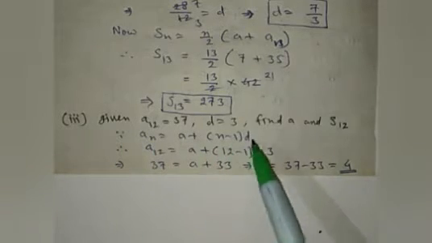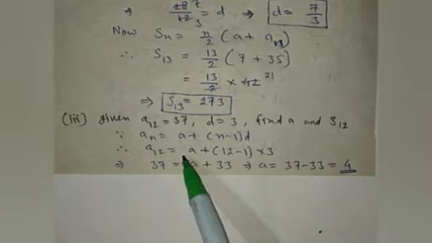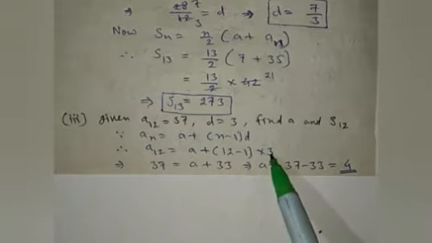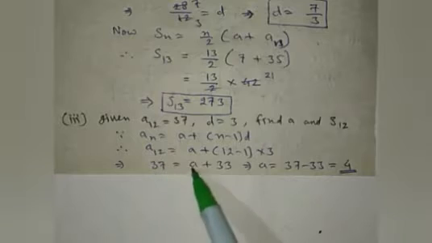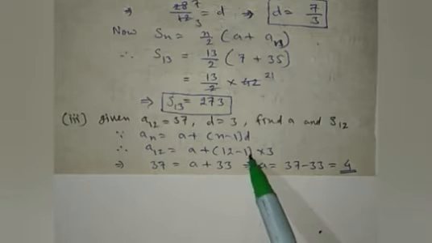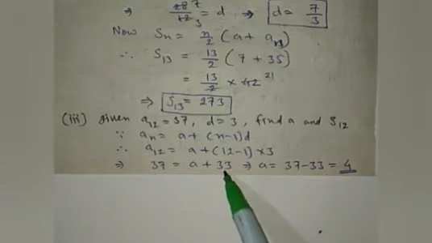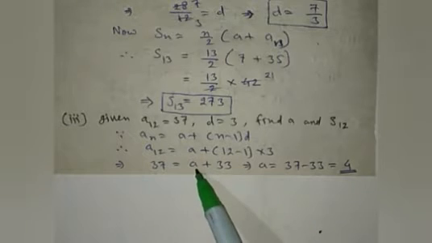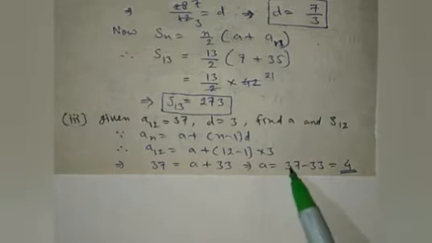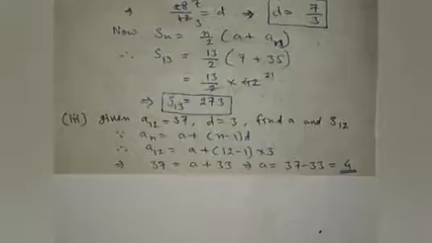Using the formula of nth term, an equal to a plus n minus 1 into d, means a12 equal to a plus 12 minus 1 into 3. So here a12 is 37. So 37 equal to a plus 12 minus 1 means 11. 11 into 3 is 33. So here a is equal to 37 minus 33. That is equal to 4.